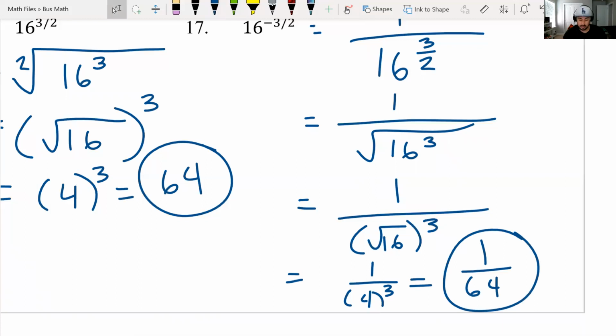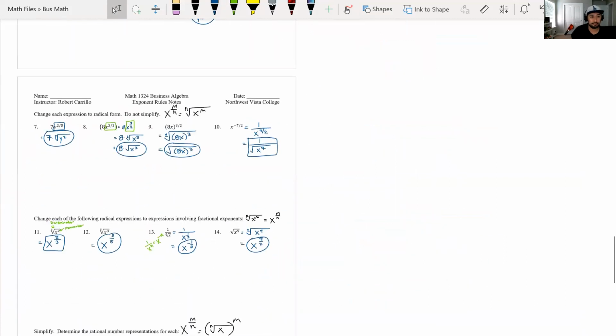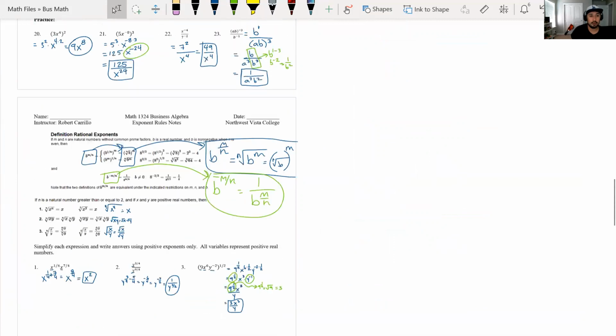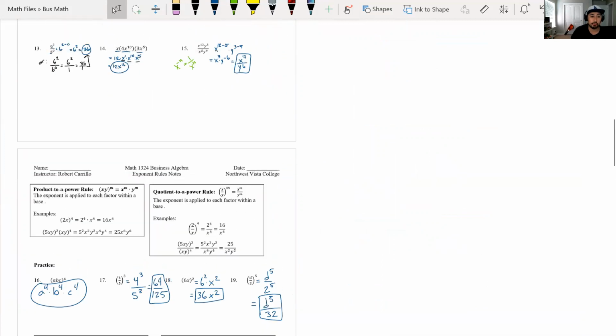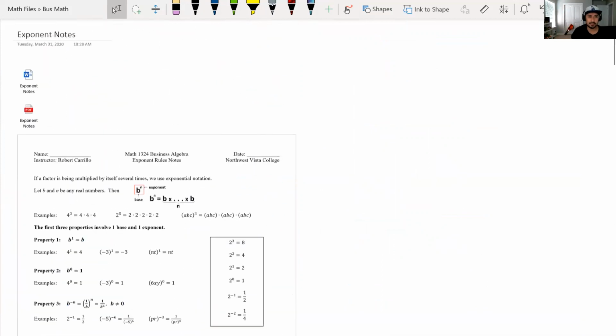Done. Those are exponents, my friends. Learn them, love them, know their rules. How many rules were there? A lot. But it's a good thing you get to use your notes.